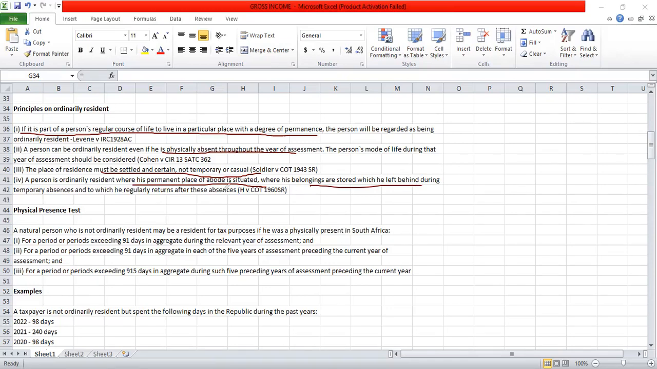Right. Now we have got what we call a physical presence test. There can be people who are not residents of South Africa, but in any particular year of assessment, they can be considered to be a resident because of their physical presence in South Africa.